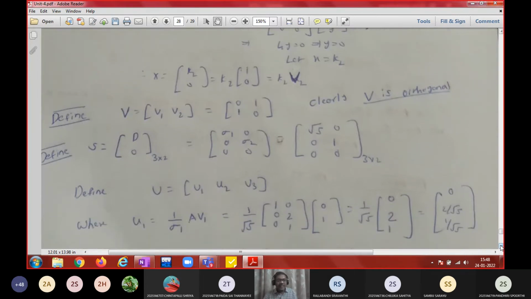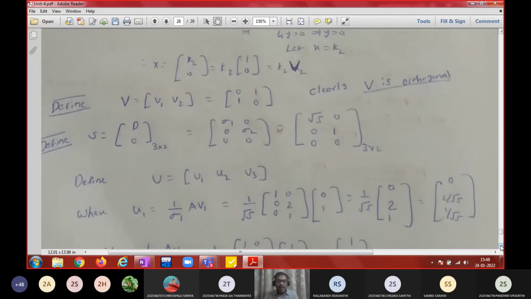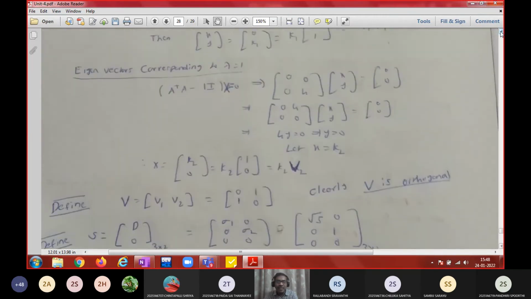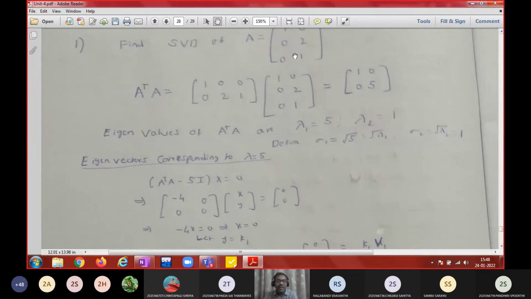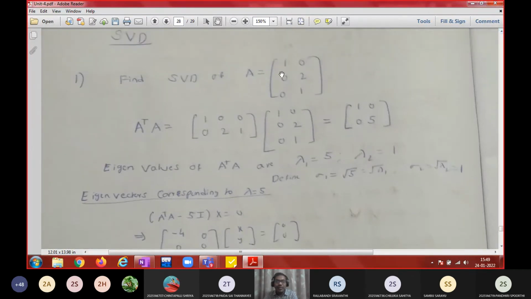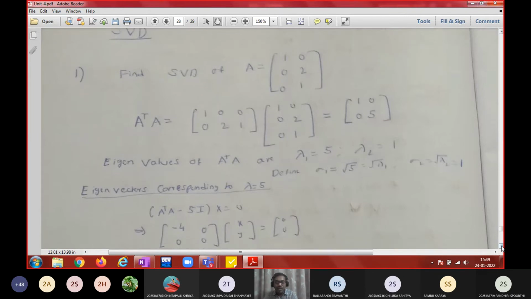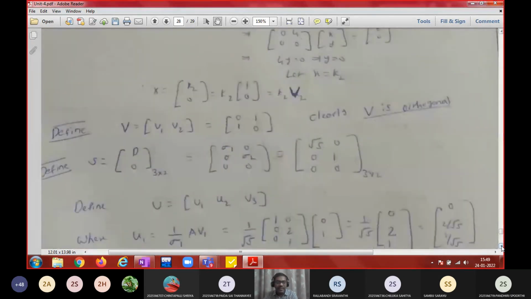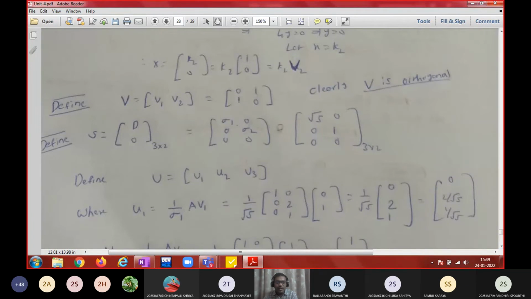And what is S? S is the matrix whose diagonal positions are filled with singular values, and the remaining elements are filled with 0 so that you get the original matrix order. The original matrix order is 3 by 2, 3 rows and 2 columns. So you form a matrix of the same order as A. I put sigma 1, sigma 2 here, and frame an m by n, 3 by 2 matrix, by filling the remaining elements with 0. So S is also formed.